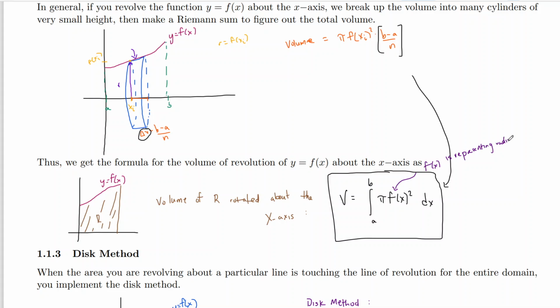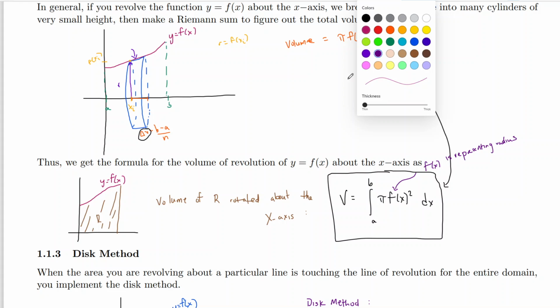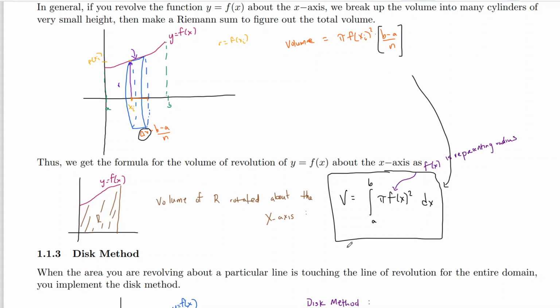Because some people, when they write this formula down, instead of using f of x, they actually just use a radius notation as well. So you might see it like V equals the integral from a to b of pi times r of x squared dx. It means exactly the same thing. It just represents the radius more specifically. And you can use either one as long as you understand that f of x really means the radius. So it's the same sort of formula.